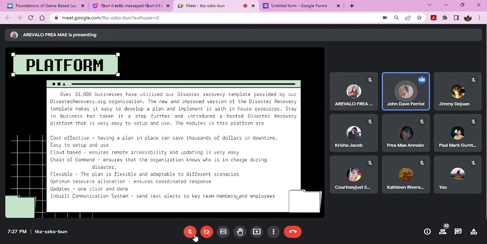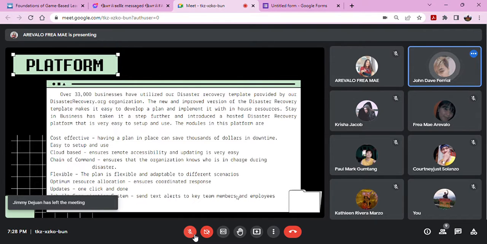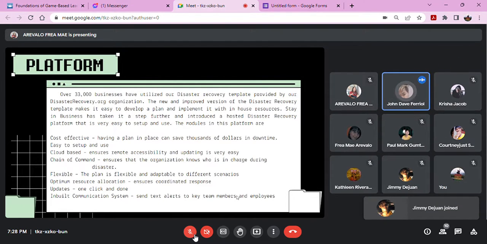Over 33,000 businesses have utilized our disaster recovery template provided by our disasterrecovery.org organization. The new and improved version of the disaster recovery templates makes it easy to develop a plan and implement it with in-house resources. Stay in business has taken it a step further and introduced a hosted disaster recovery platform that is very easy to set up and use. The modules in this platform are cost effective. Having a plan in place can save thousands of dollars and downtime, easy to set up and use, cloud-based. Ensure remote accessibility and updating is very easy.